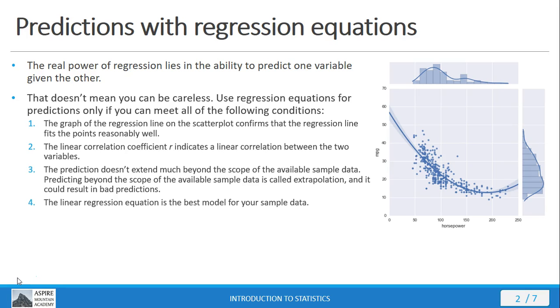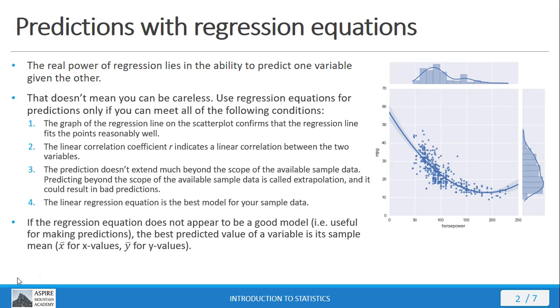Fourth, the linear regression equation needs to be the best model for your sample data. Sometimes you can have a linear regression equation, but even though you can make the equation, it doesn't mean it's the best model for making predictions of your data. So you have to make sure that the linear regression model is your best source for making predictions before you make predictions with it.